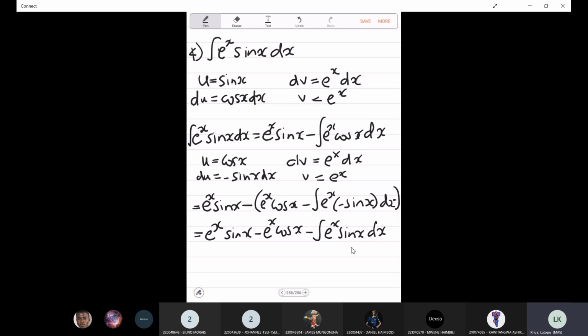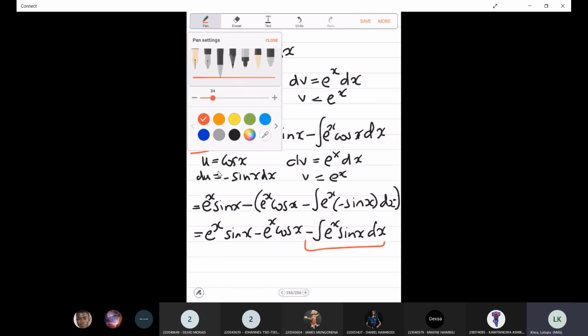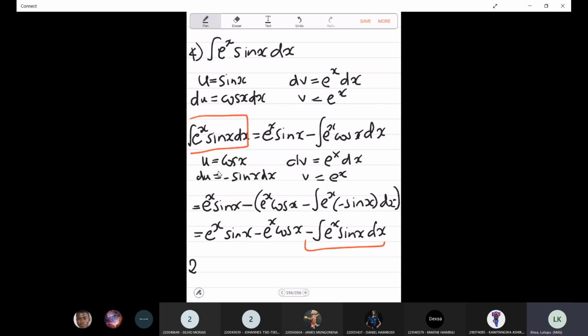So when we have something like this, what you do is you look on the left-hand side. So this is what we have on the left-hand side. And this term here is exactly the same as what we have on the left-hand side. So what we do is this term here, we take it to the other side, and what we will have is 2 times the integral of e to the power of x sine x dx is equal to e to the power of x sine x minus e to the power of x cos x.